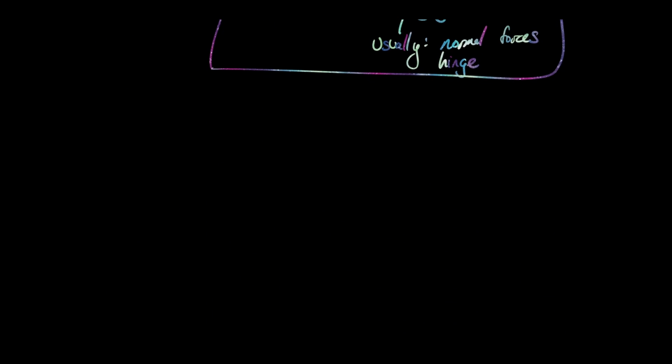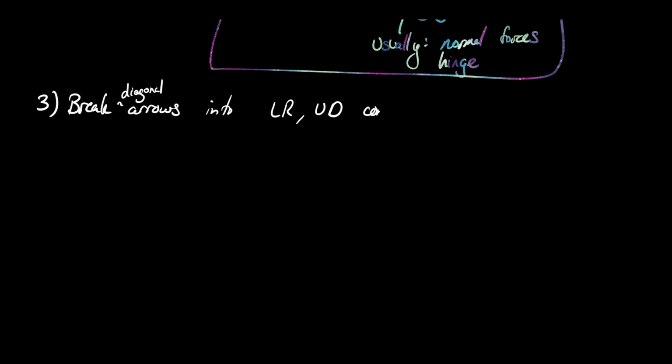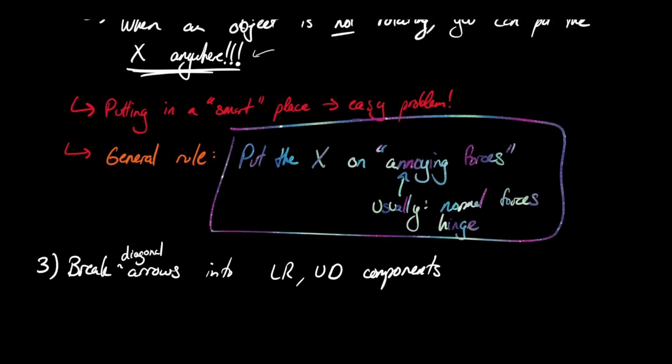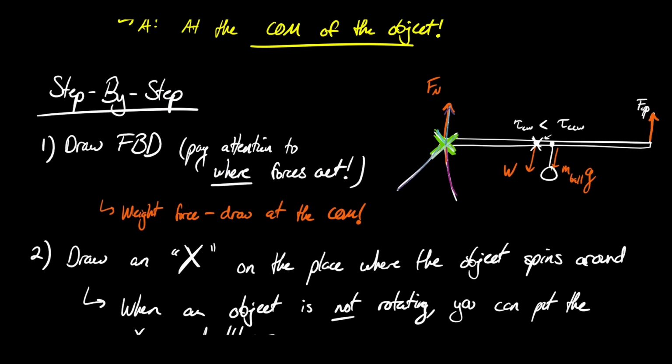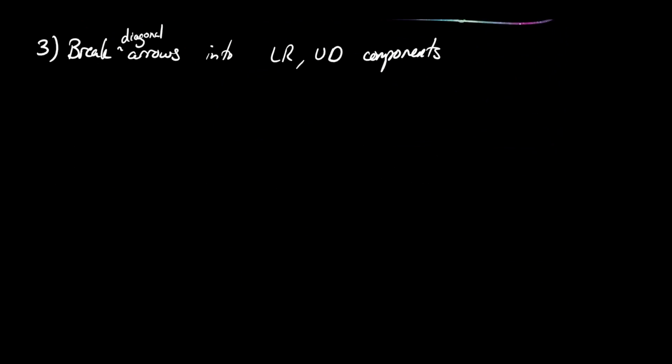Step 3, we're going to break diagonal arrows into our standard left, right, up, down components. This is relatively rare. You won't need to do it too often, not nearly as much as you did for free body diagrams. But sometimes you'll still see diagonal things going on. Usually things will be given at nice right angles.